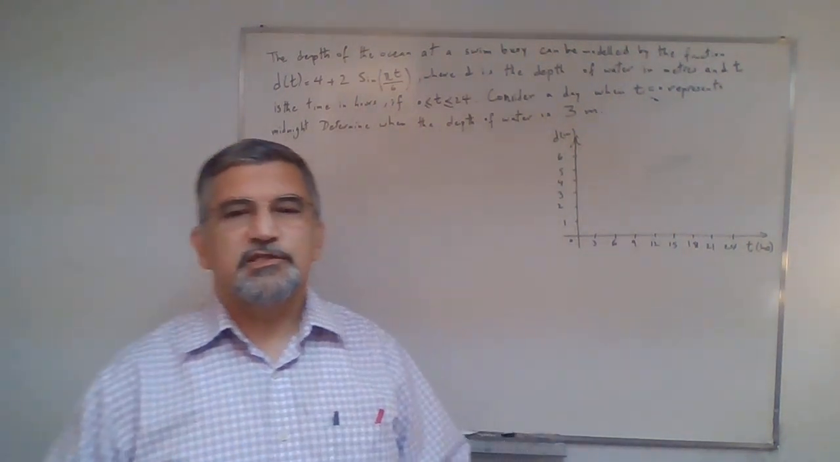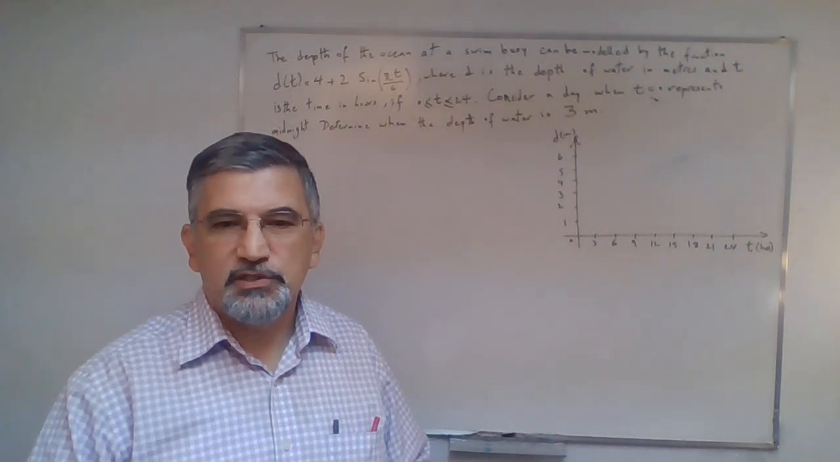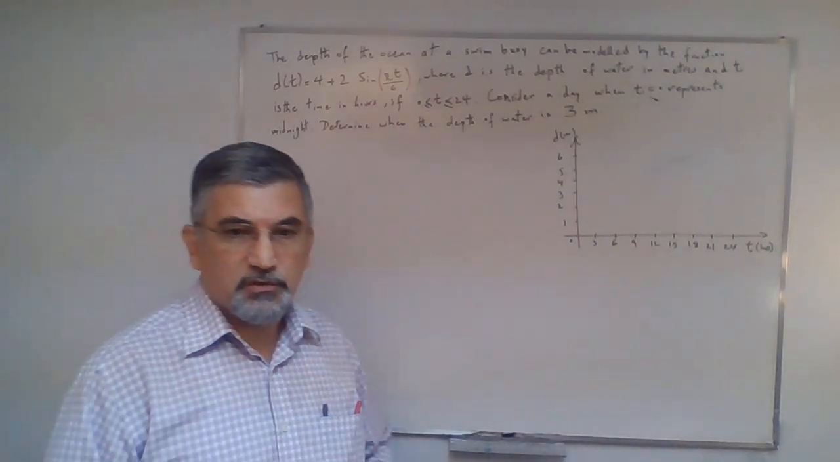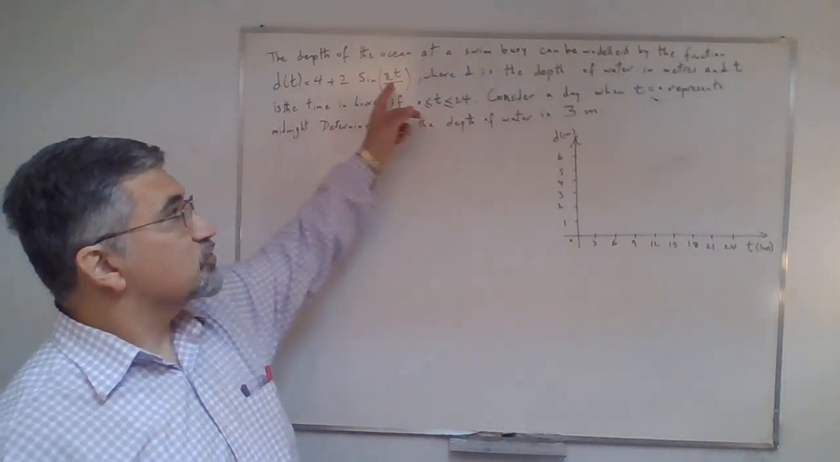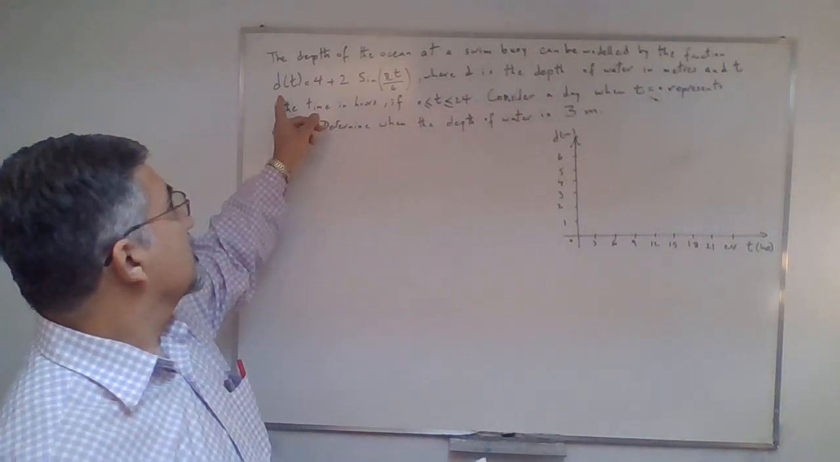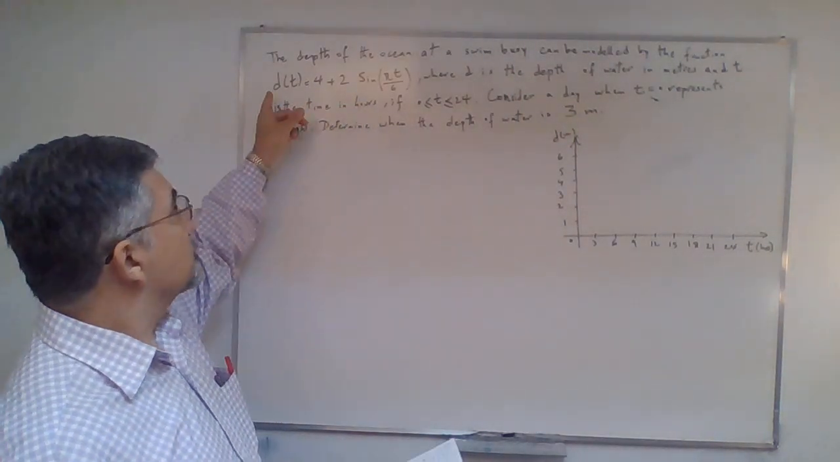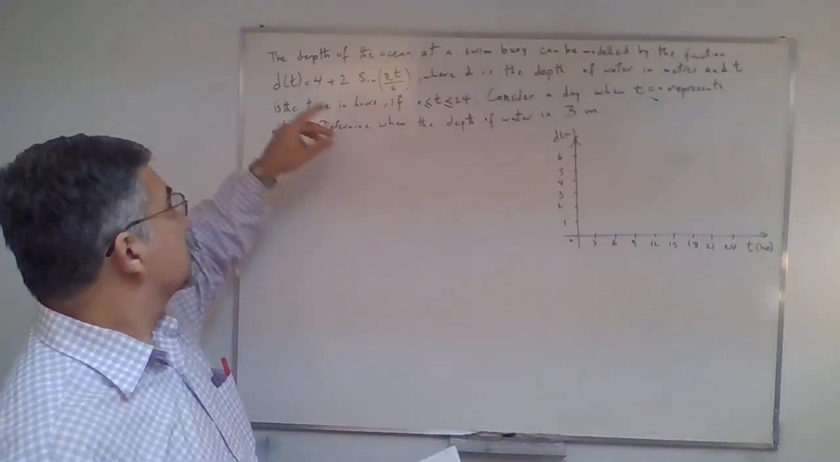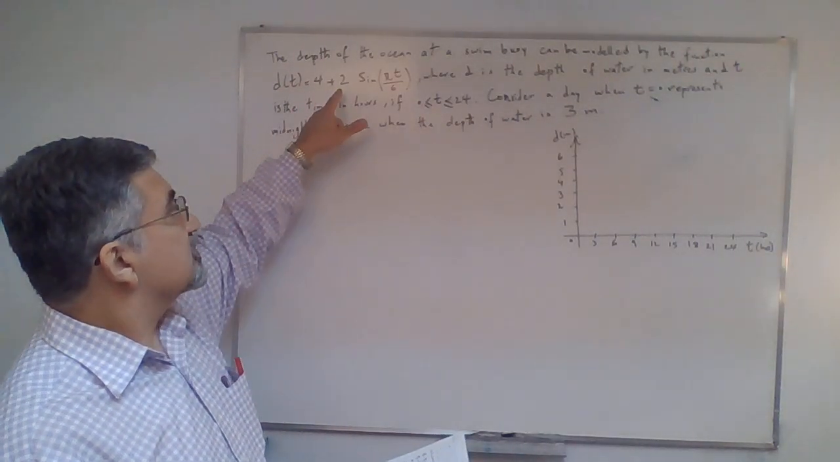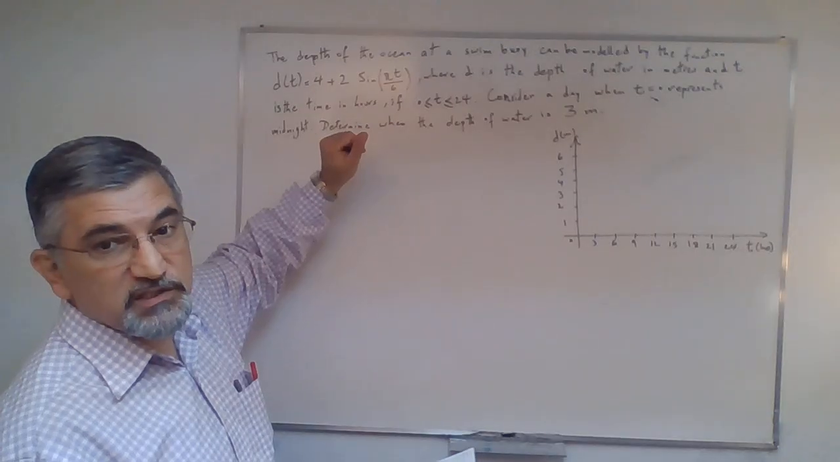Hello everyone, in this lecture I want to show you the applications of trigonometric equations. We have a word problem here. It says the depth of the ocean at a swim buoy can be modeled by the function d of t, and d stands for depth of the water. D of t, that is a function of time, equals 4 plus 2 times sine of pi t over 6.